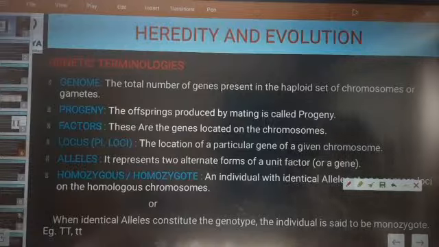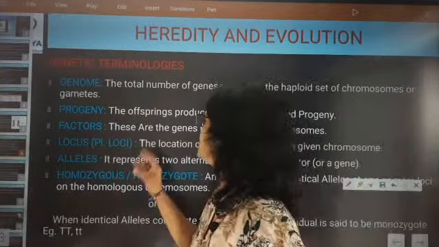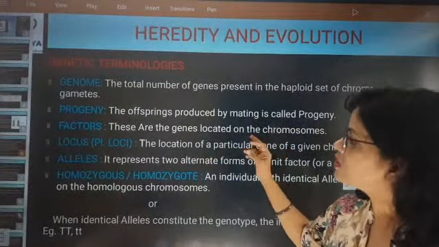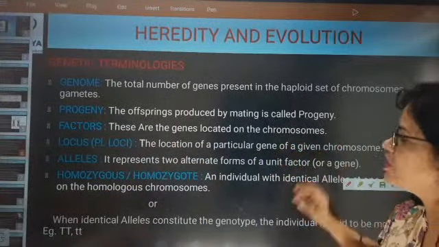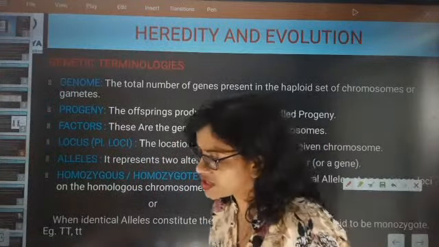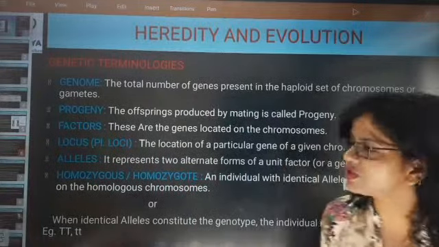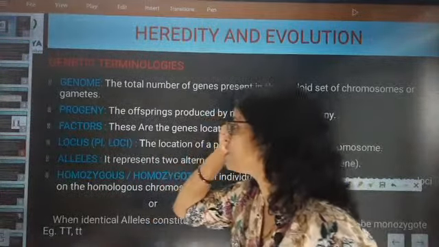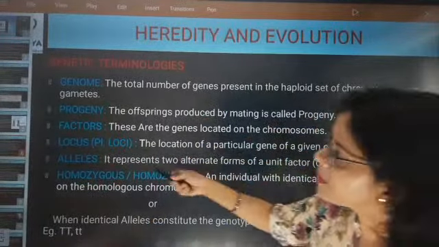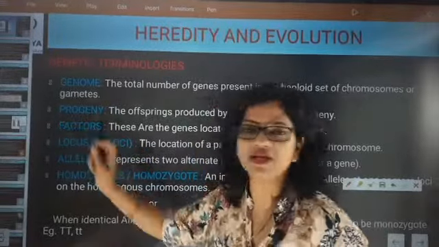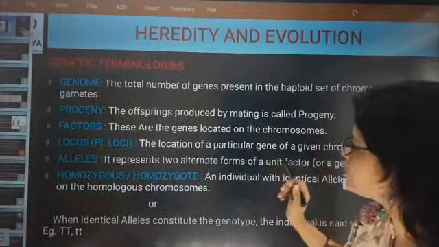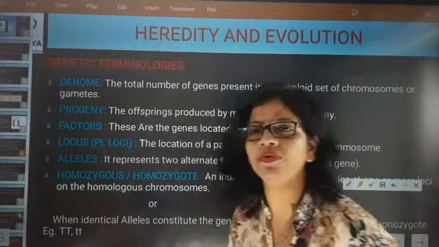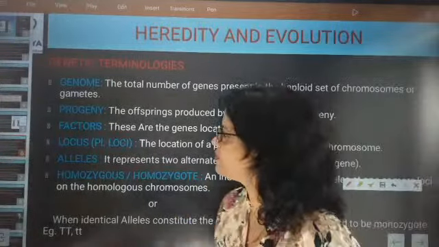Now what is called factors? These are the genes located on the chromosomes. I don't think this is exactly the correct one, I think some mistake is there, I'll rectify that. So these are the genes located on the chromosomes. Traits will be located there.